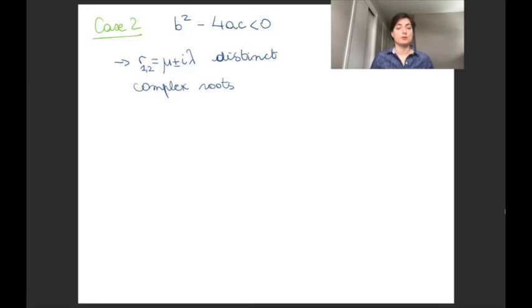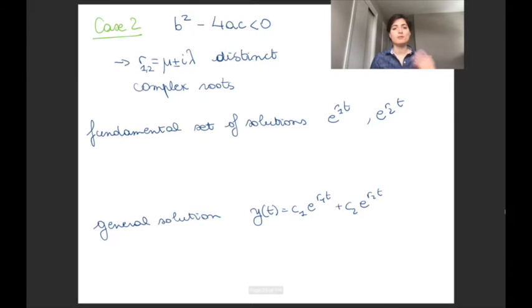The second case that we also saw last week is when the discriminant is negative. So we have complex roots, but they're distinct. The roots are constituted of a part that is real and a part that is imaginary, and the imaginary part switches sign between the two roots. Then a fundamental set of solutions is the exponential of the first root times time and the exponential of the second root times time. And the general solution has the same shape as when we had real distinct roots.